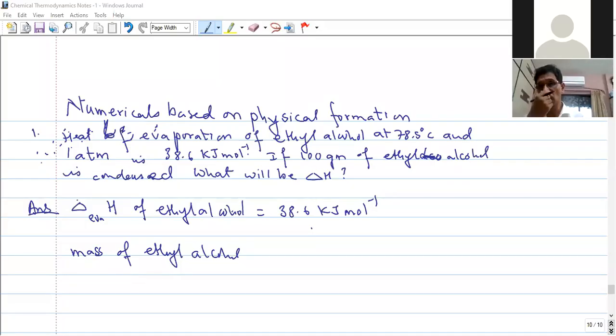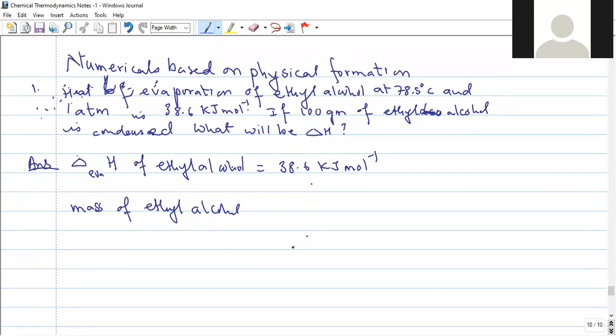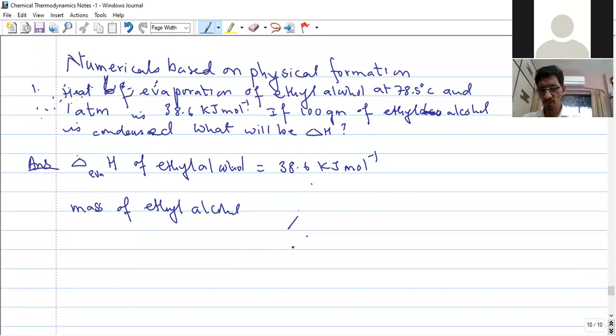For one mole of ethyl alcohol, 38.6 kilojoules of heat is required. The mass of ethyl alcohol is how much? 100 grams.